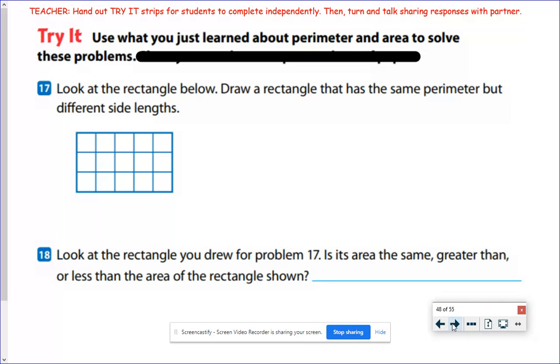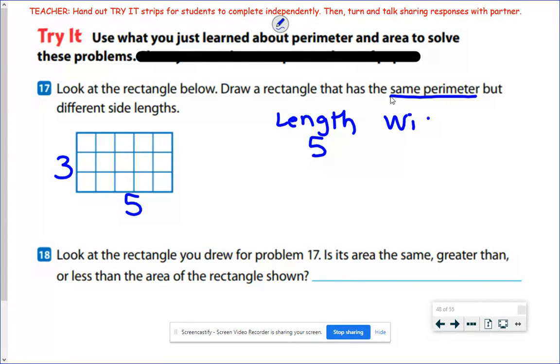So look at the rectangle below. It's asking you to draw a rectangle that has the same perimeter. So we've got to make sure we do that, but different side lengths. This rectangle right here, the length is 5, and the width is 3.